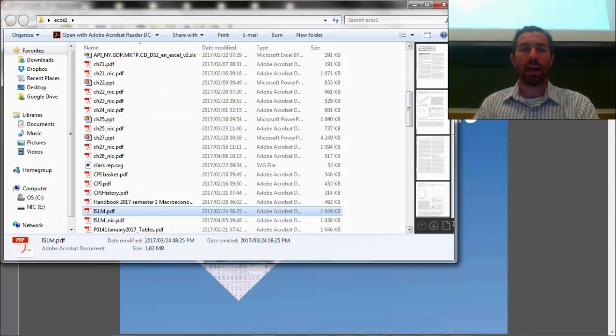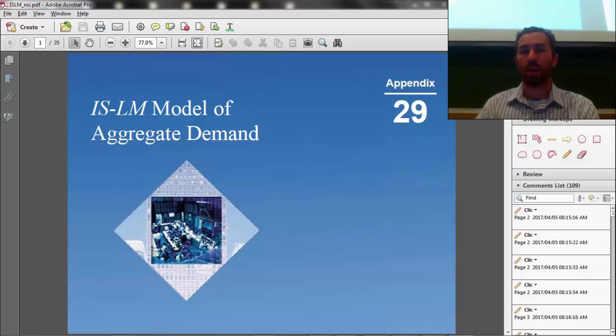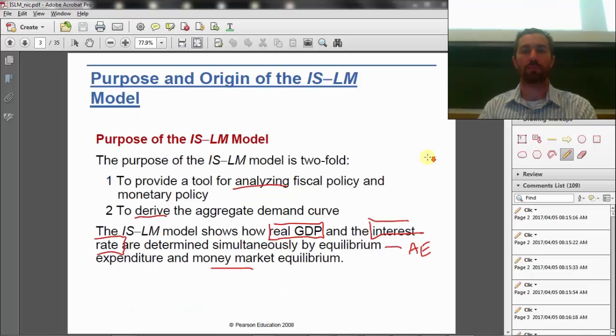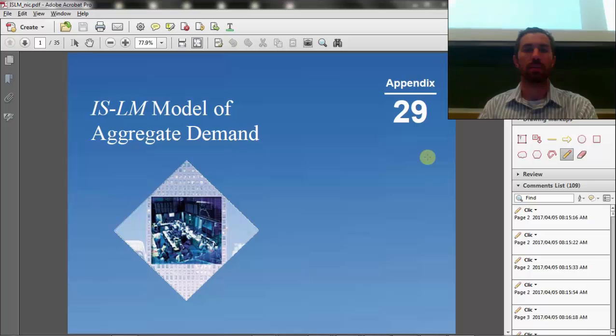There are no slides for that section on Sakai, but there are some old slides from a previous version of the text which I will make available for you. So once I've finished with the ISLM section, I will upload these slides onto my folder on Sakai as well.